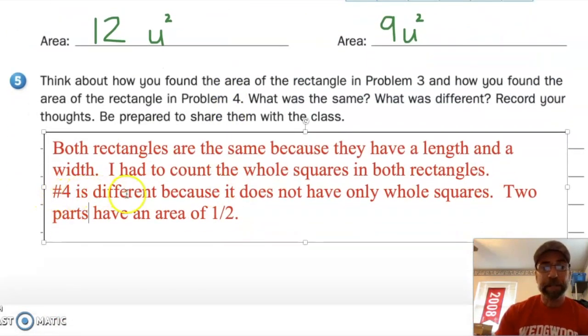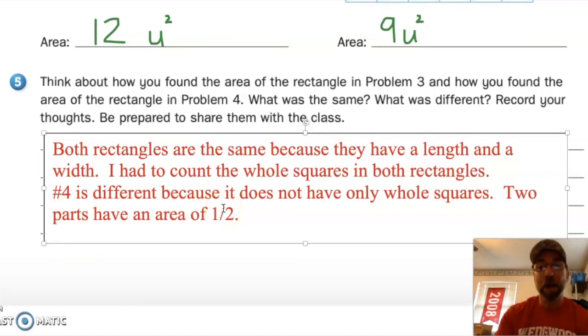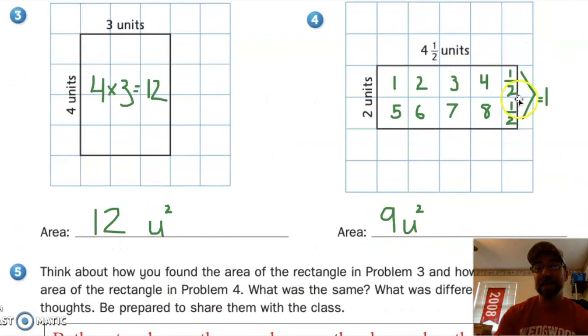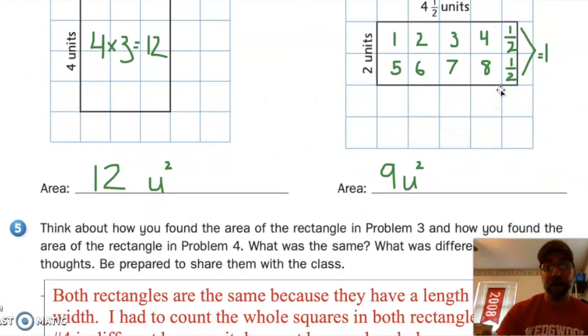Number 4 is different because it does not have only whole squares. 2 parts have an area of 1/2. So the biggest difference with number 4 was that I had parts of a whole there. I didn't have the entire rectangle.